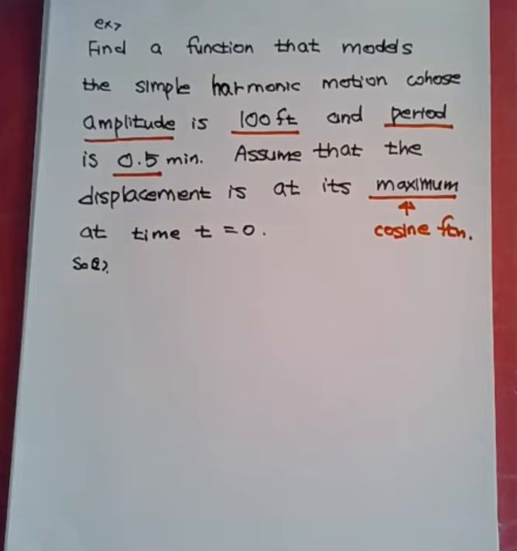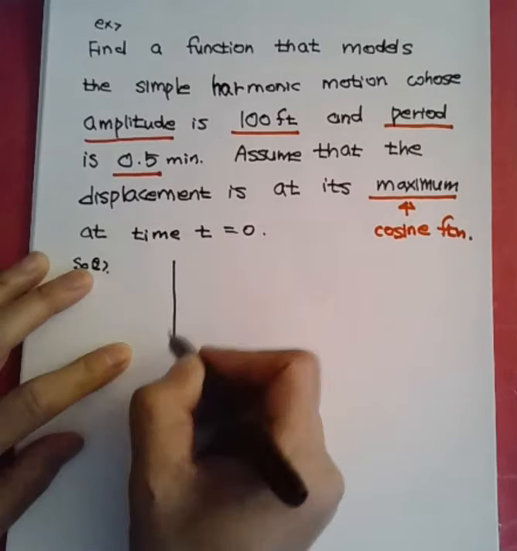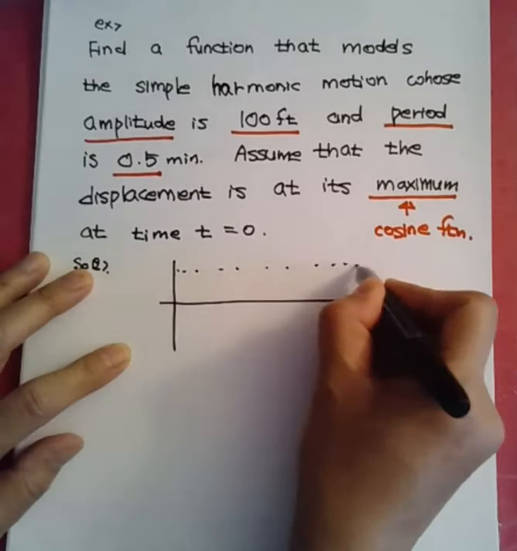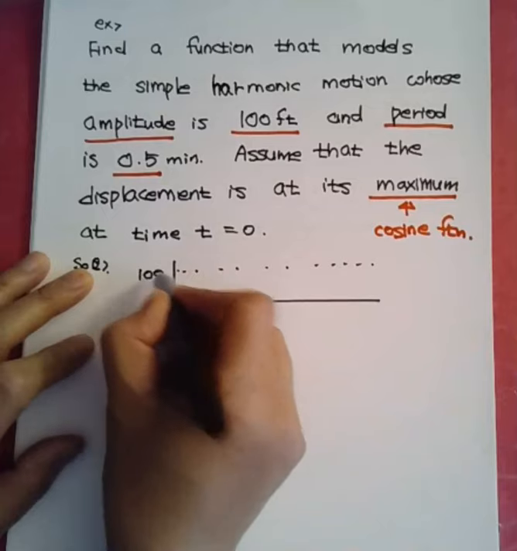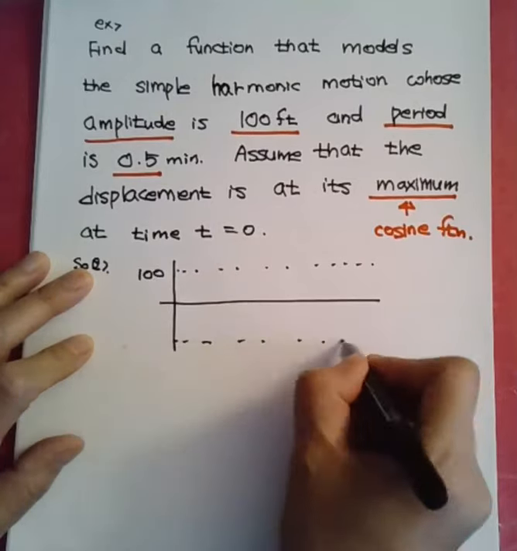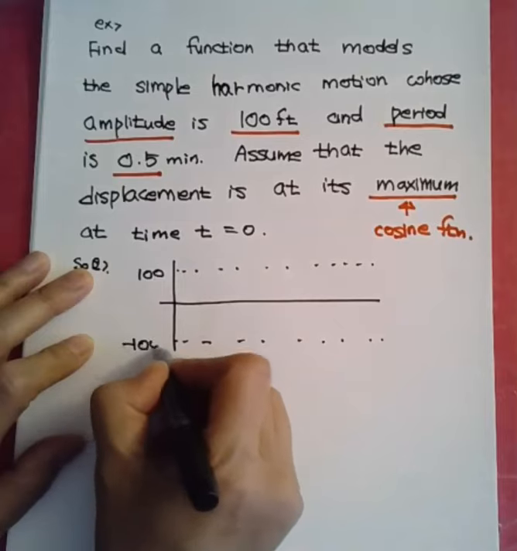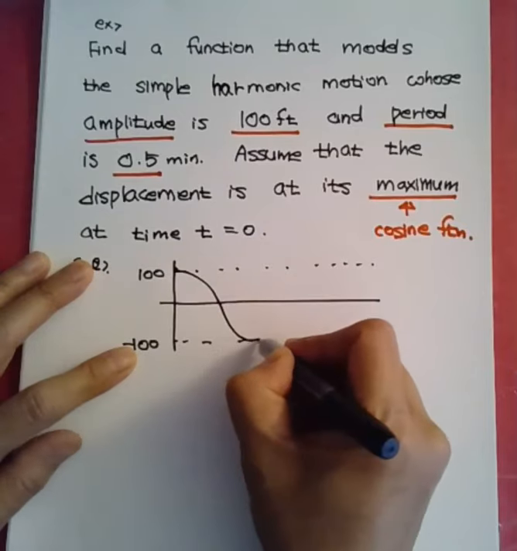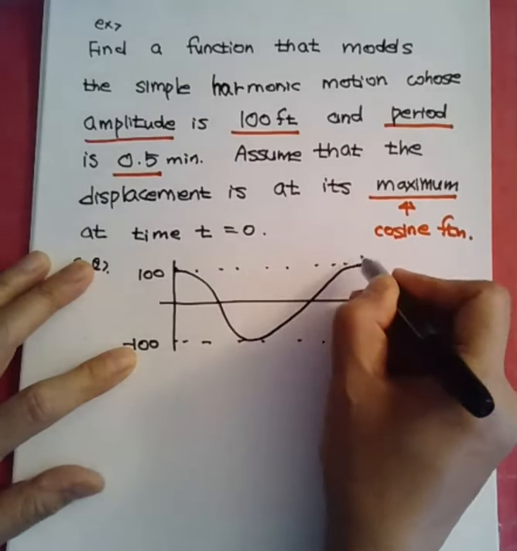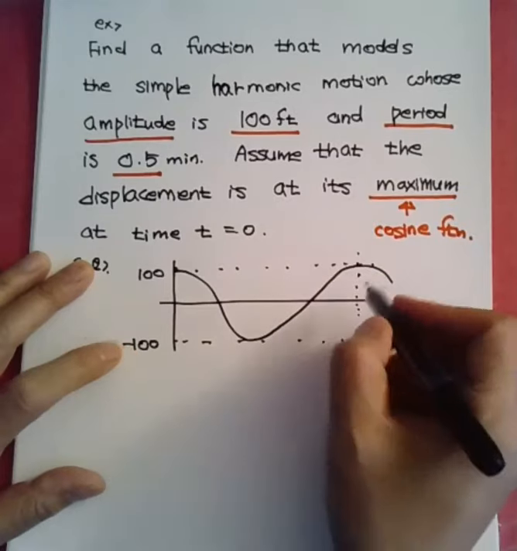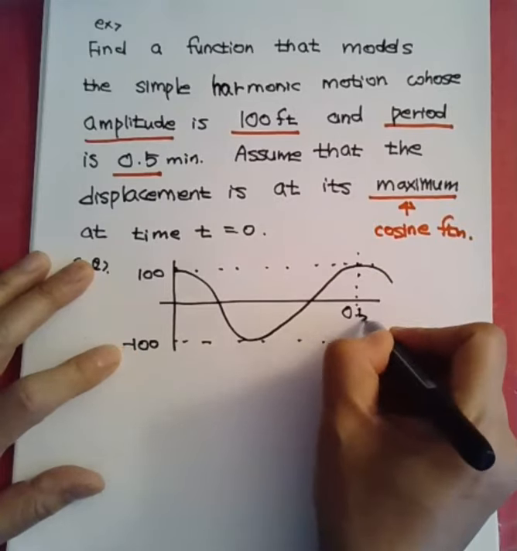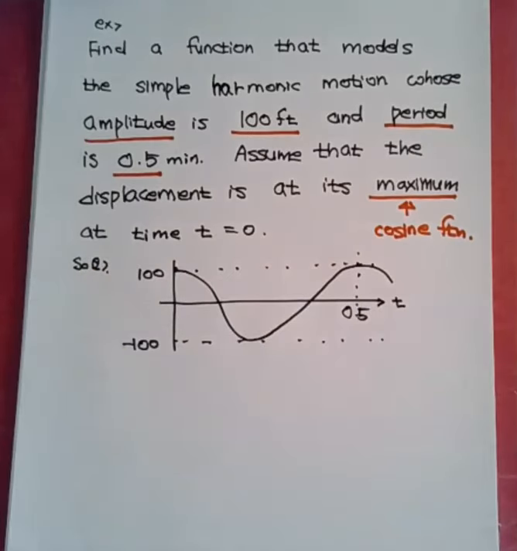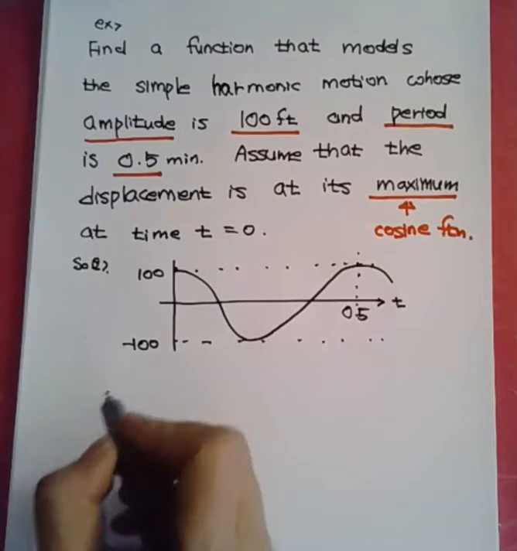Without any reflection. If we graph it, then based on the amplitude, the maximum becomes 100. The minimum becomes -100, and it starts at the maximum and then oscillates. The one period is here, so that is 0.5. This is time. Let's figure out the equation.